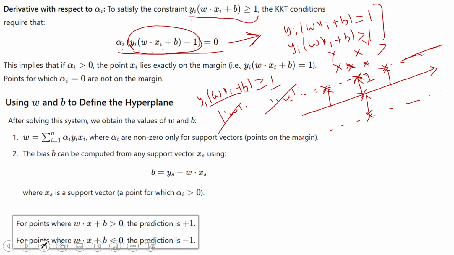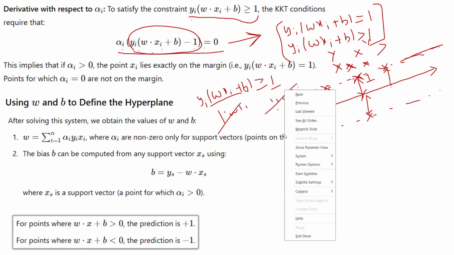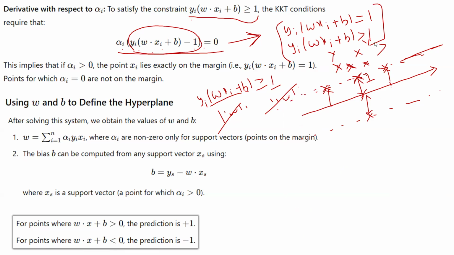Have you understood these two things? Support vectors will be at distance 1 and other vectors will be at distance greater than 1. Is that clear?